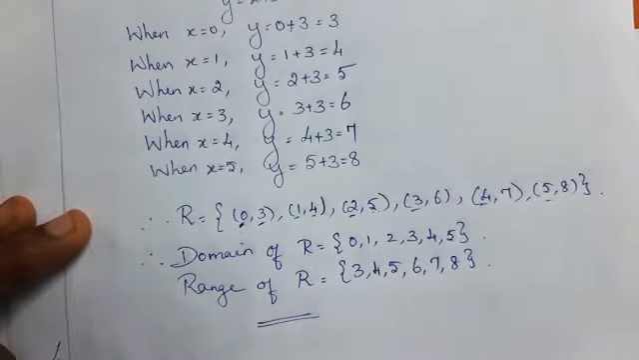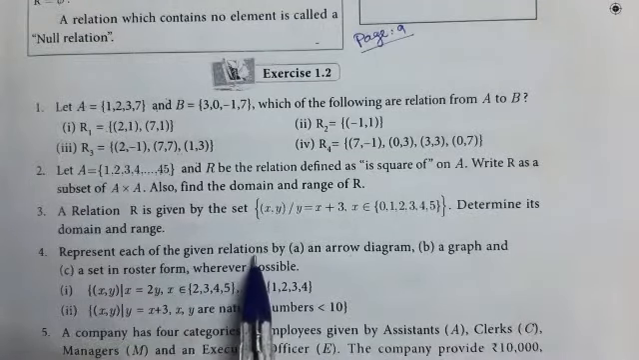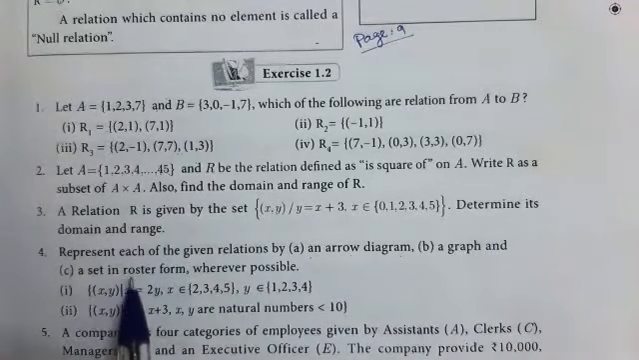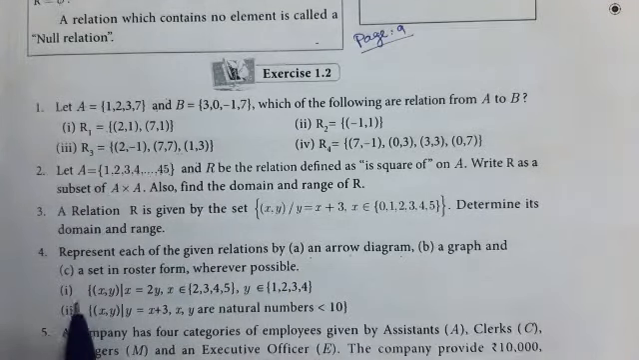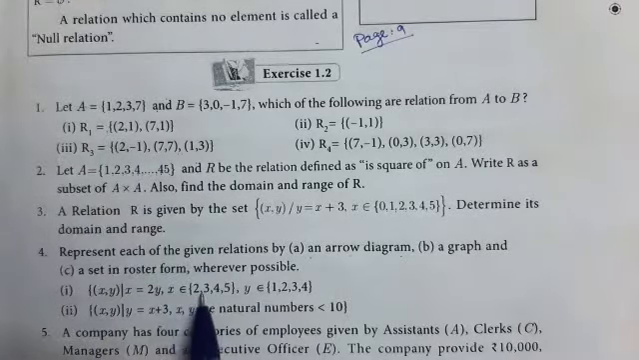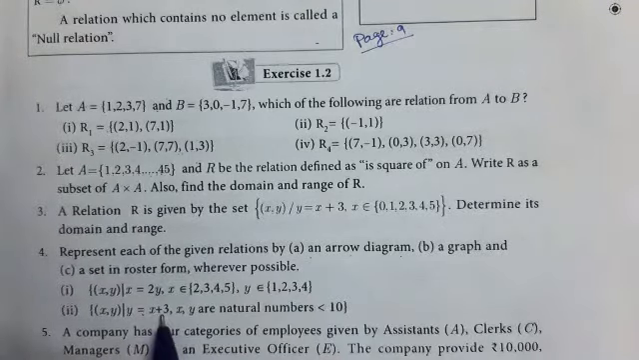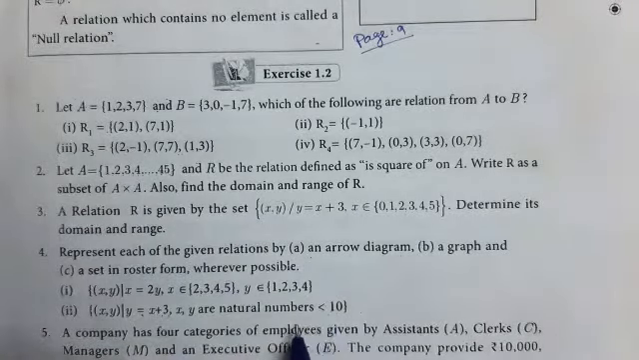Now do the fourth question. Represent each of the given relations by an arrow diagram, a graph, and as a set in roster form wherever possible. First question, (x, y) such that x is equal to y, x belongs to {2, 3, 4, 5}, y belongs to {1, 2, 3, 4}. Second question, y is equal to x plus 3, x and y are natural numbers less than 10. Natural numbers means starts from 1, less than 10 means up to 9.